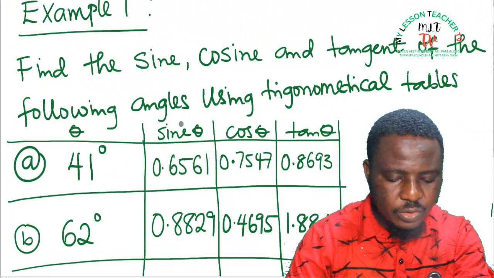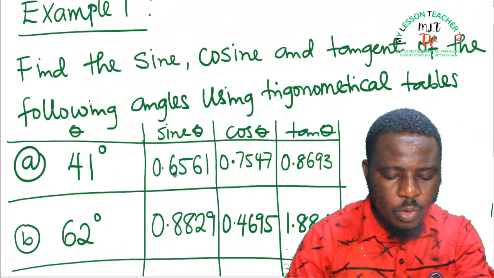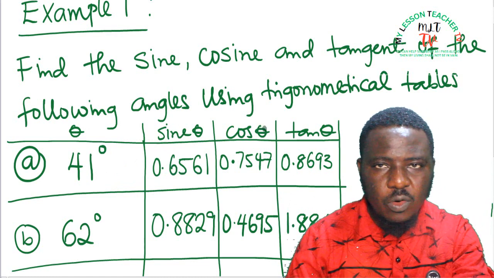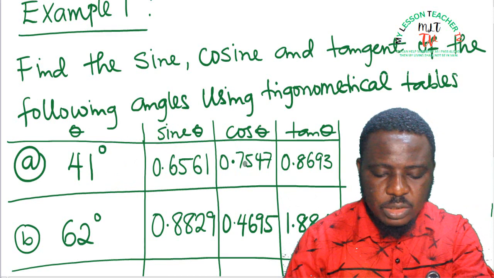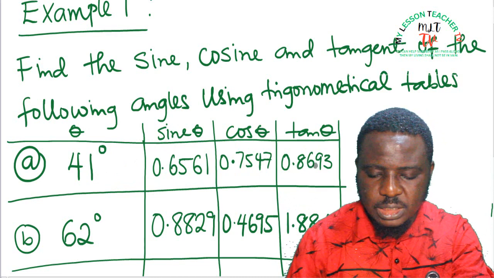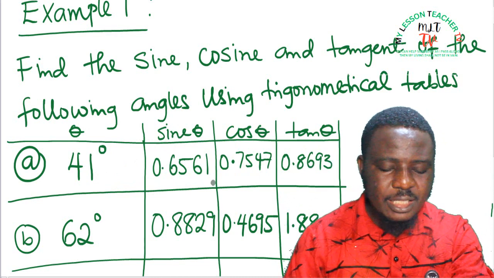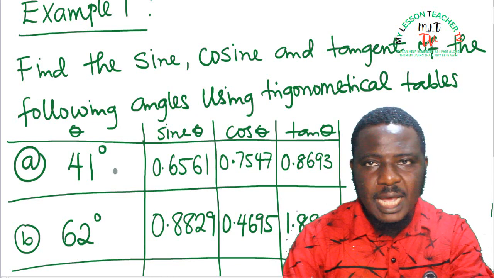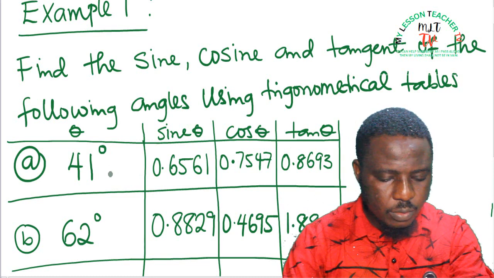Now, what this means is that the ratio of the opposite side to the hypotenuse when the angle theta is 41 degrees is 0.6561, while that of cos is 0.7547, and that of tan is 0.8693. This gives you the relationship between any two sides of a right angle triangle and an included angle.